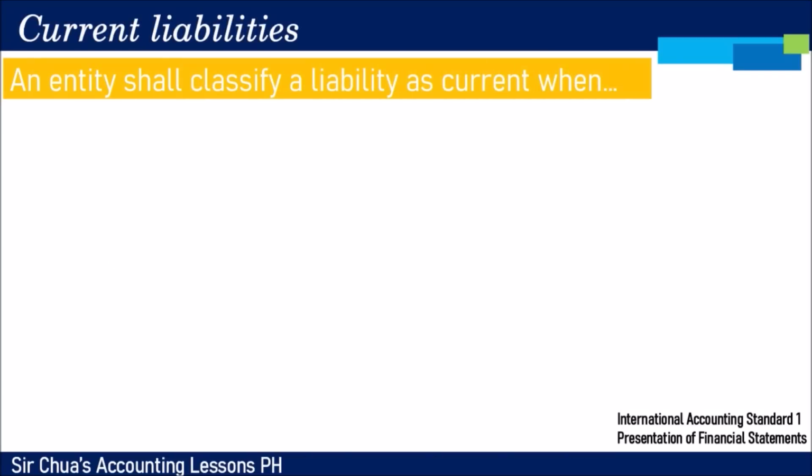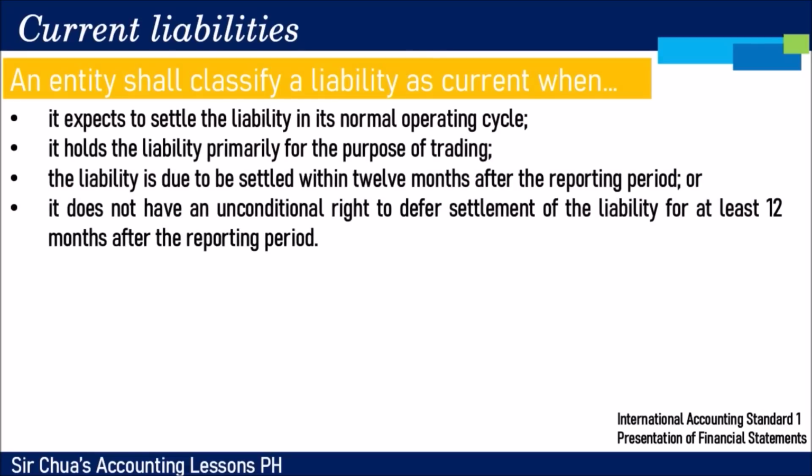So, halos ganun din naman. When can you say that a liability is current? Okay, it expects to settle the liability in its normal operating cycle. So, kung babayaran mo daw or isa-settle yung liability within the normal operating cycle, ayun siya. Okay, so current liability siya.